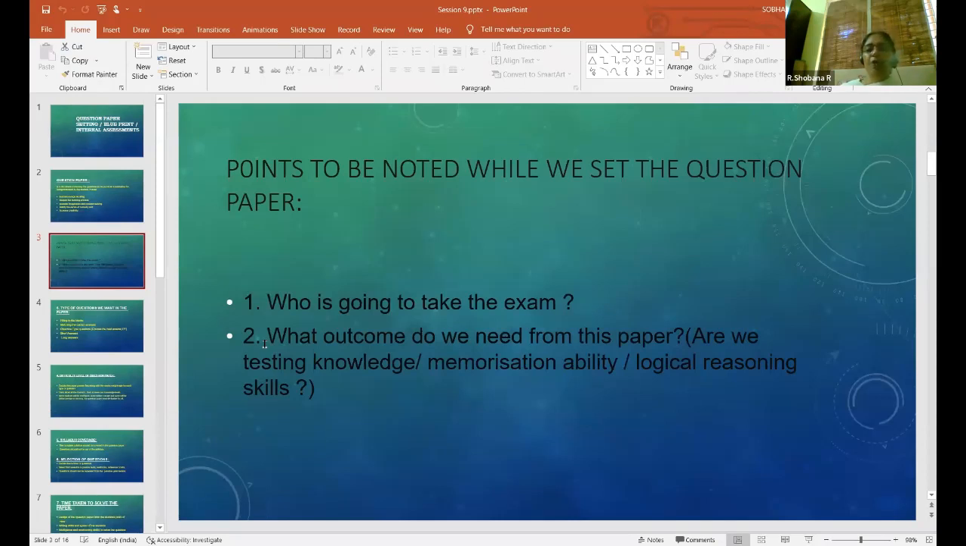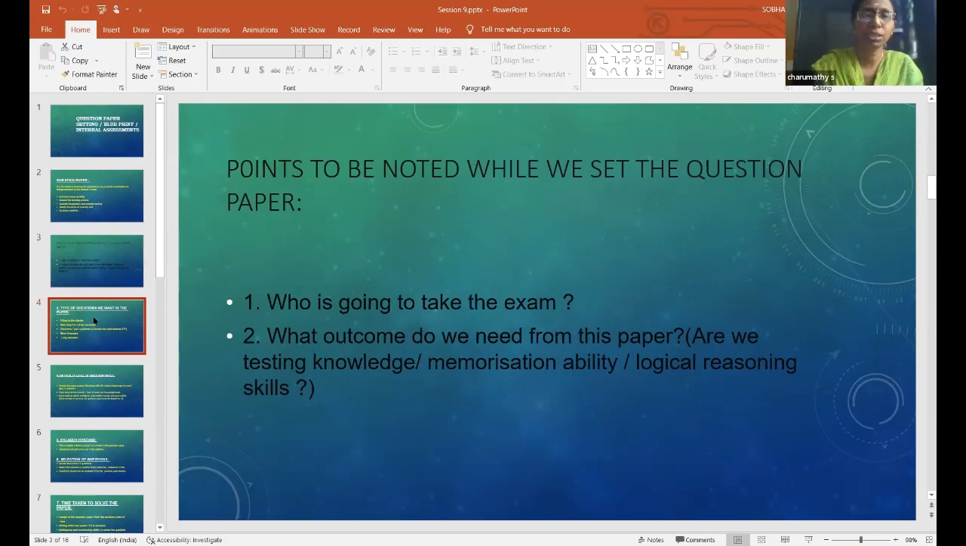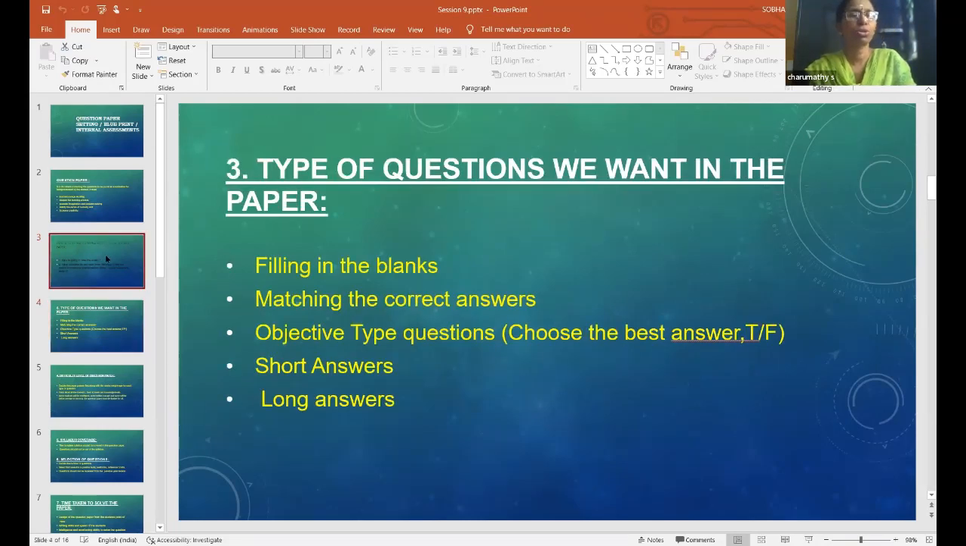So what is the outcome we need to test from this question paper? That must be clear for the teacher before she sets the question paper, because the question paper must be an instrument through which that ability of the child is tested. That is more important. And one more thing, teachers.